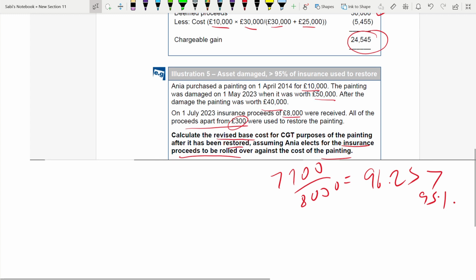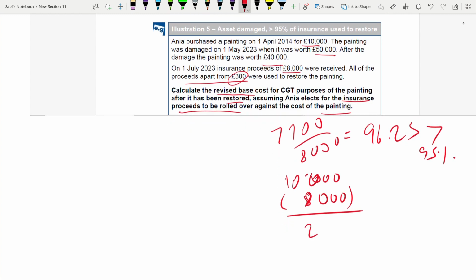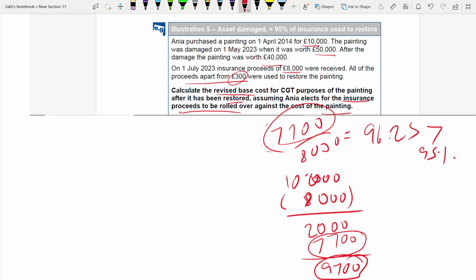So the original cost is 10,000. You deduct the insurance proceeds of 8,000. That gives 2,000, and you add this, that is the cost of enhancement. That means you have used to restore the asset. Out of 8,000, you have only used 7,700. So you add it. This would be the revised base cost. That means you can defer this much of gain. It will be rolled over. It will not be taxed now. Because 7,700 you have used to restore the asset out of the insurance proceeds of 8,000, and this 2,000 is from the cost 10,000 less the 8,000 you have received as proceeds. Together, this would be the base cost.